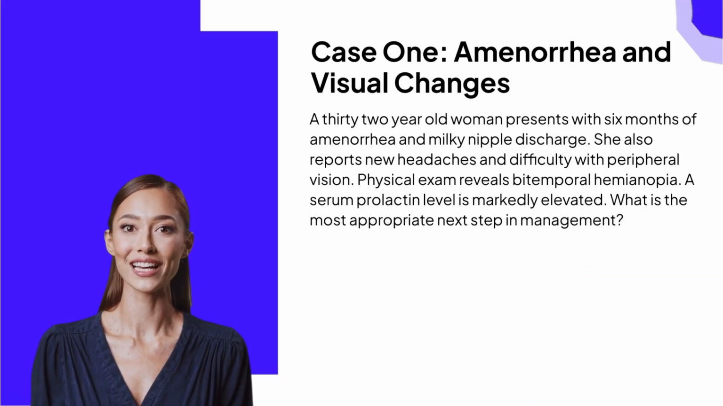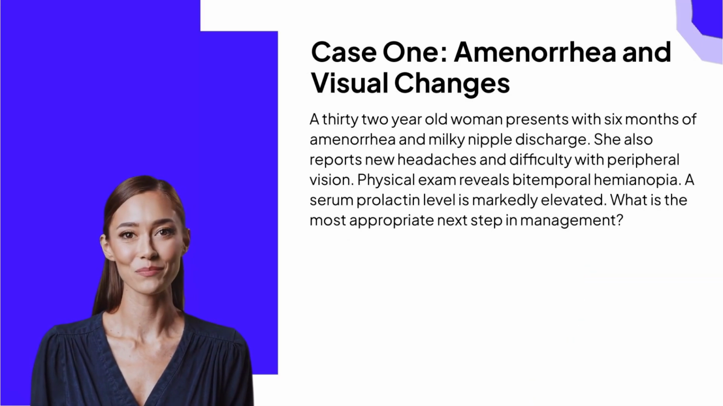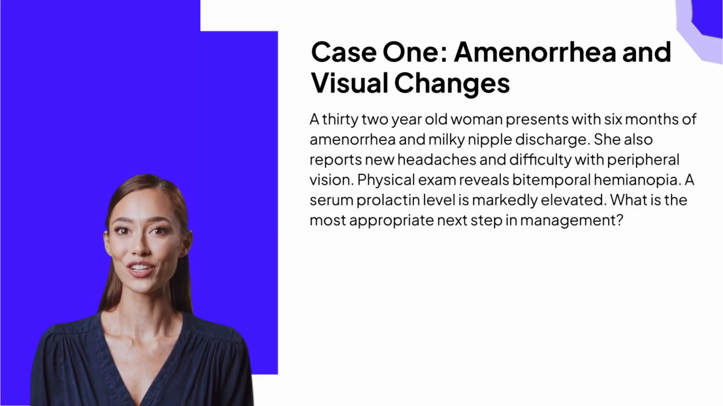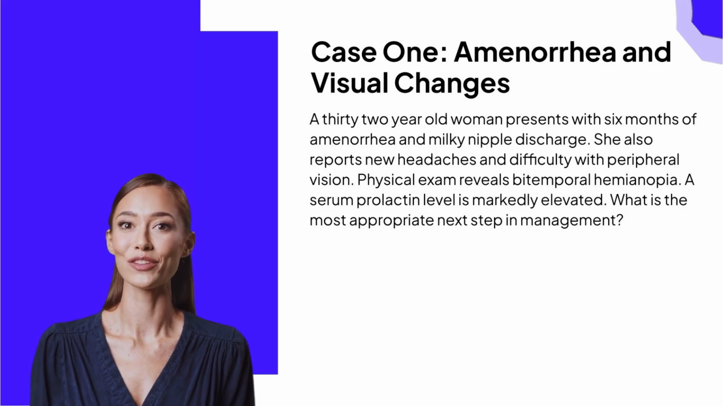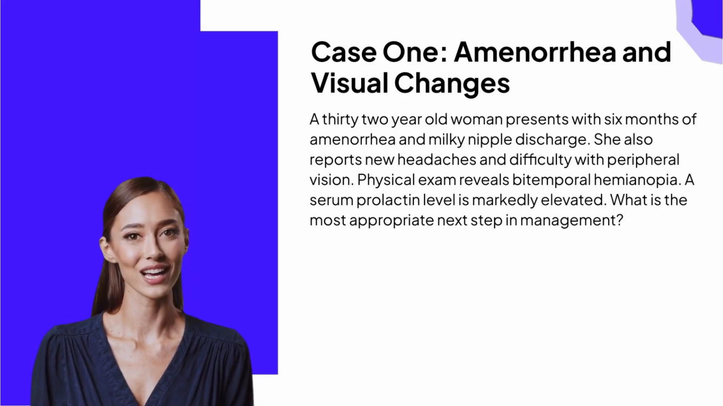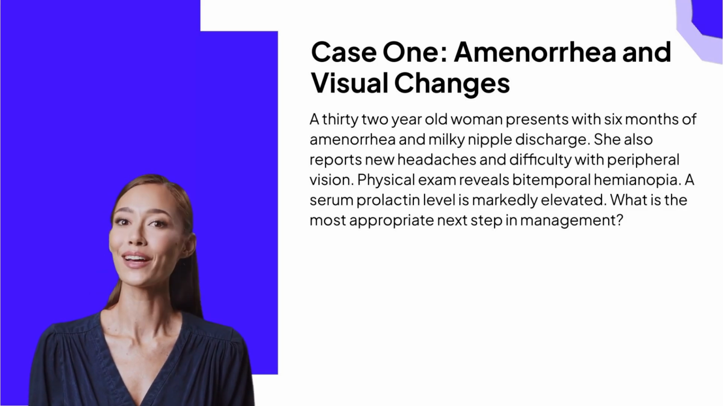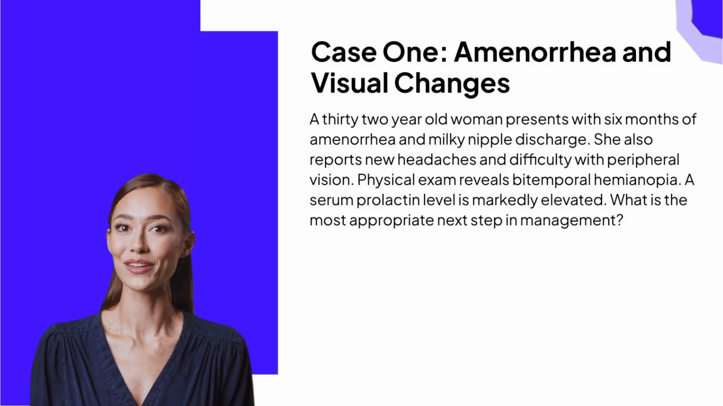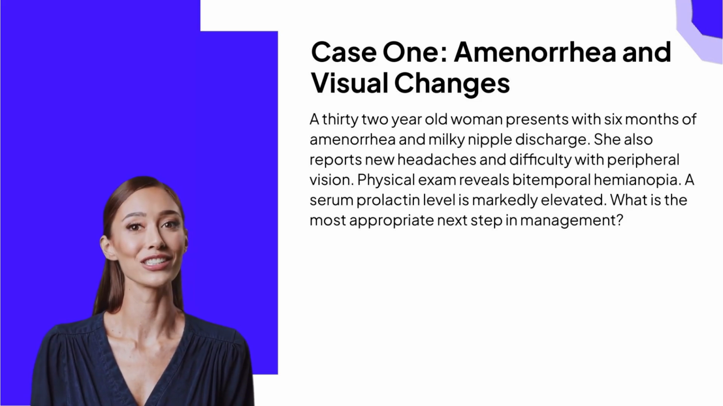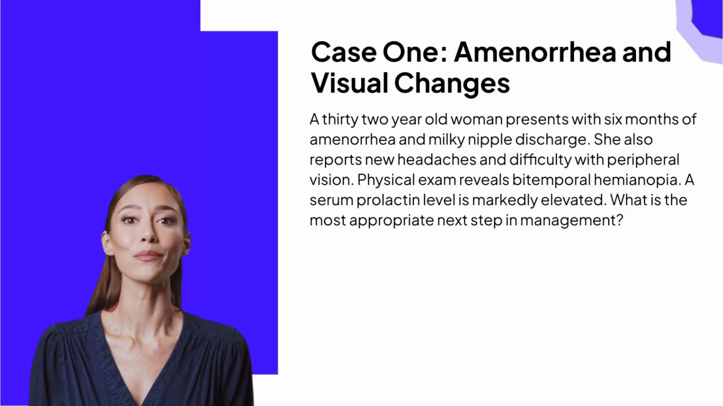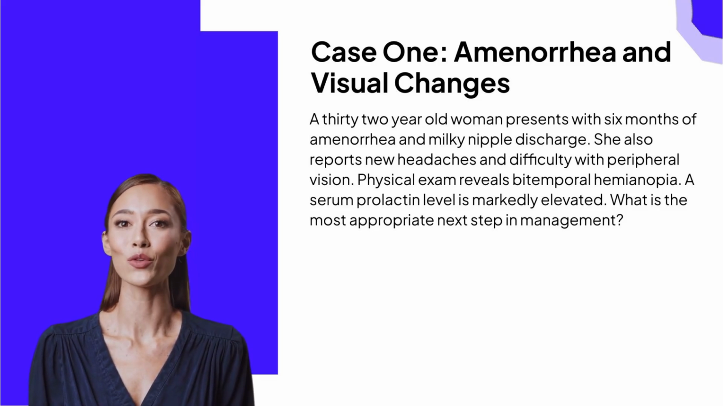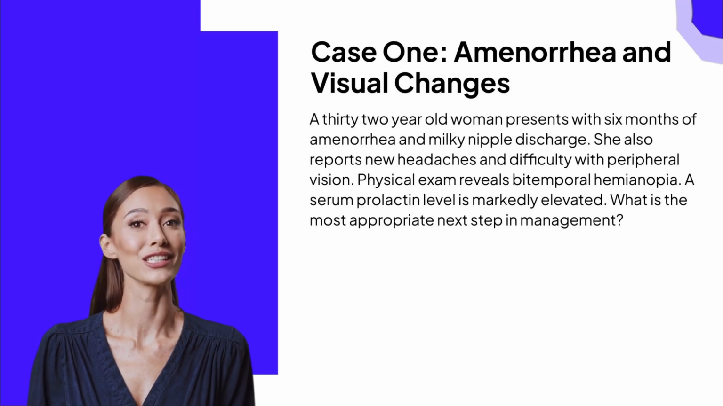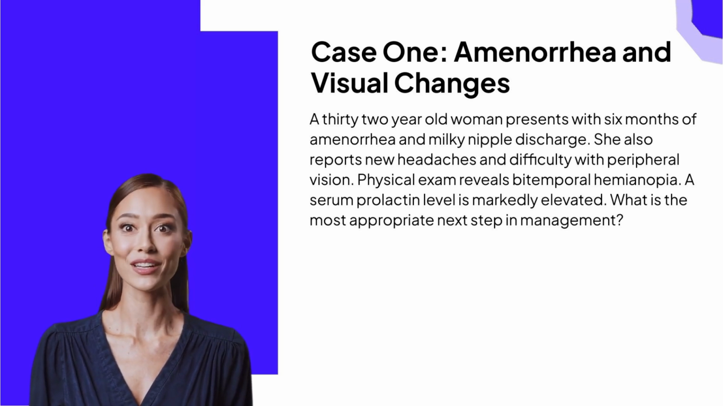Here is your first case. A 32-year-old woman presents with 6 months of amenorrhea and milky nipple discharge. She reports new headaches and difficulty with peripheral vision. Her exam reveals bitemporal hemianopia, and her serum prolactin level is markedly elevated. Take a moment to think about what diagnosis fits this presentation and what the best next step would be. Remember, on the boards, you want to identify the buzzwords first before jumping to the answer choices. Let us walk through this together on the next slide.